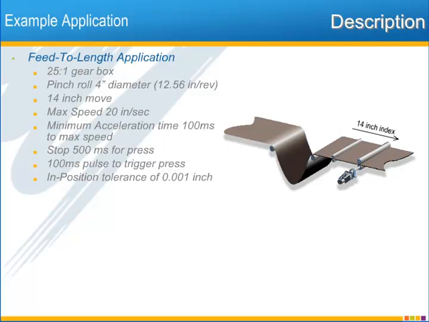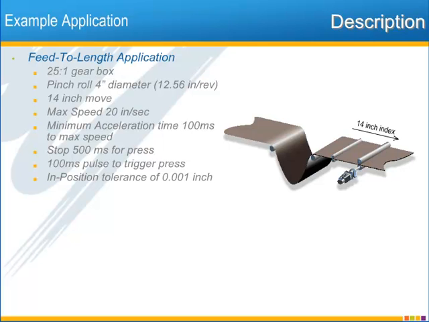Acceleration is limited to 100 milliseconds to maximum speed, and we need to stop for 500 milliseconds for the press to cut. We'll give a 100 millisecond pulse from the indexer's P out 0 output to signal the press, and the material has to be in position with a tolerance of 1/1000th of an inch.